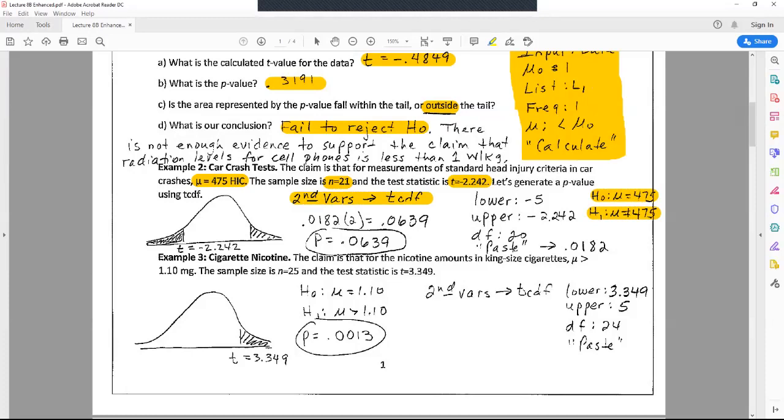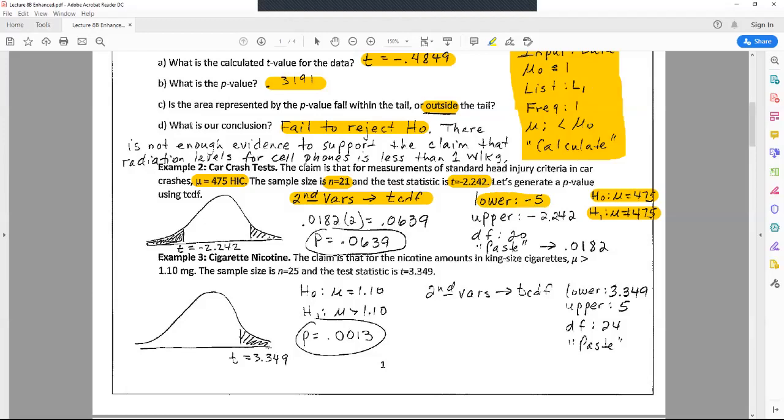And we're going to select T-CDF. This is very similar to the normal CDF that we used for finding the area under a curve. But since we are doing means, we're switching from Z's to T's. So we will use the T-CDF. And your screen would look something like this.